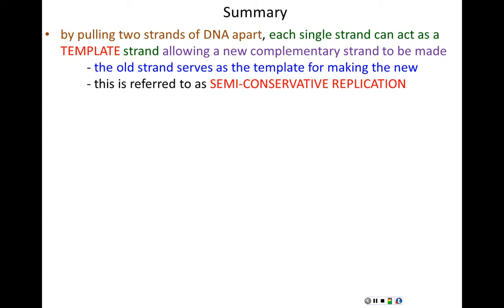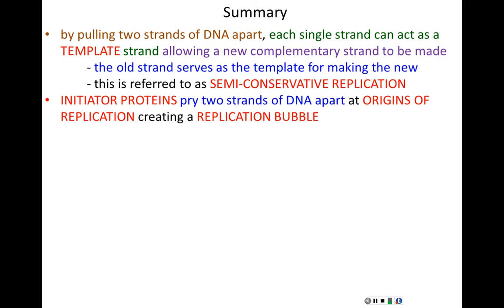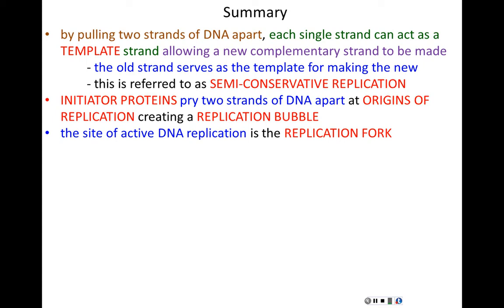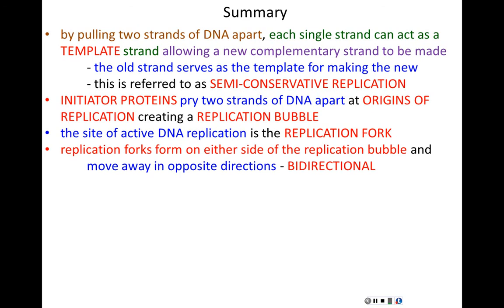The way this process starts is that initiator proteins bind to specific and distinct sequences called origins of replication, and these initiator proteins work together to pry DNA apart at the origins of replication and create an open single-stranded replication bubble. Each replication bubble has 2 ends, replication forks, and the replication forks are the site of DNA replication. Replication forks move in opposite directions from one another, increasing the size of the replication bubble as they move, and so DNA replication is said to be bidirectional.